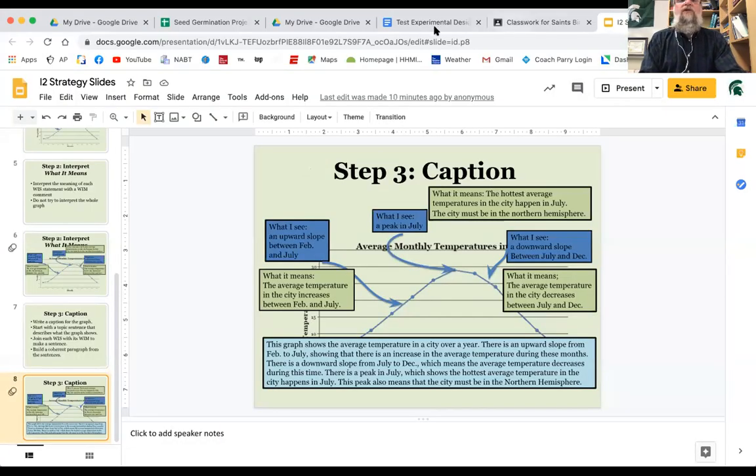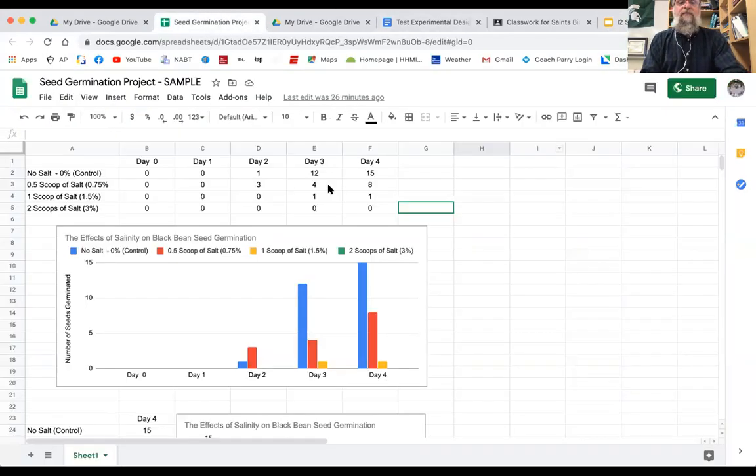So let me go over to a sample set of data. You are going to use your plant seed data to create a graph. Now I've got in front of me a graph and data table that I created on a spreadsheet. If you are familiar with doing data on a spreadsheet and making graphs on a spreadsheet, you may do so. Or you can simply use a sheet of graph paper and create the graph by hand. That's perfectly fine as well.